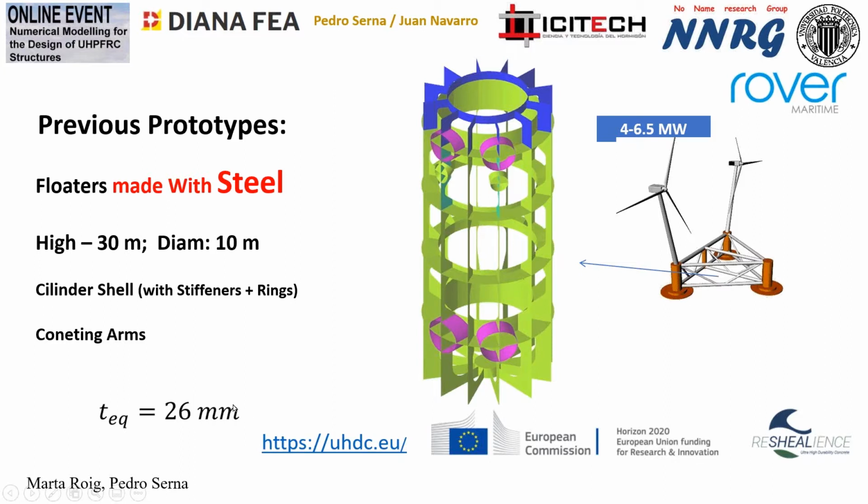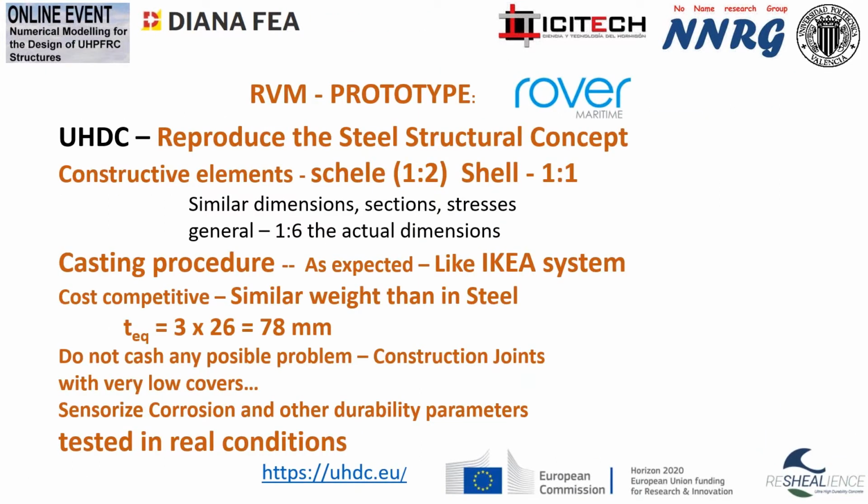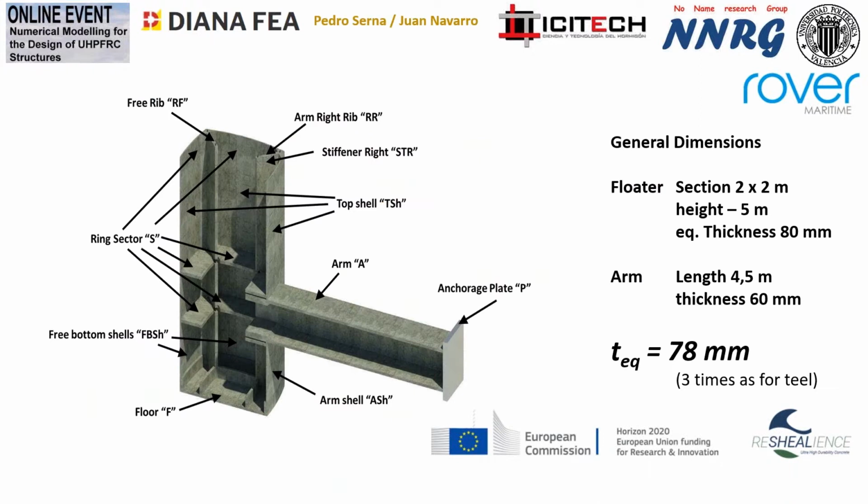In steel, you need a thickness of 26 millimeters. As steel has 3 times the density of concrete, we can go 3 times more in concrete to reach the same weight. Then, with this idea, we try to perform our design, something similar to that, with an equivalent thickness of 78 millimeters, produced like they produce with steel. They produce different elements and they connect them after. Okay, then we need to work with that.